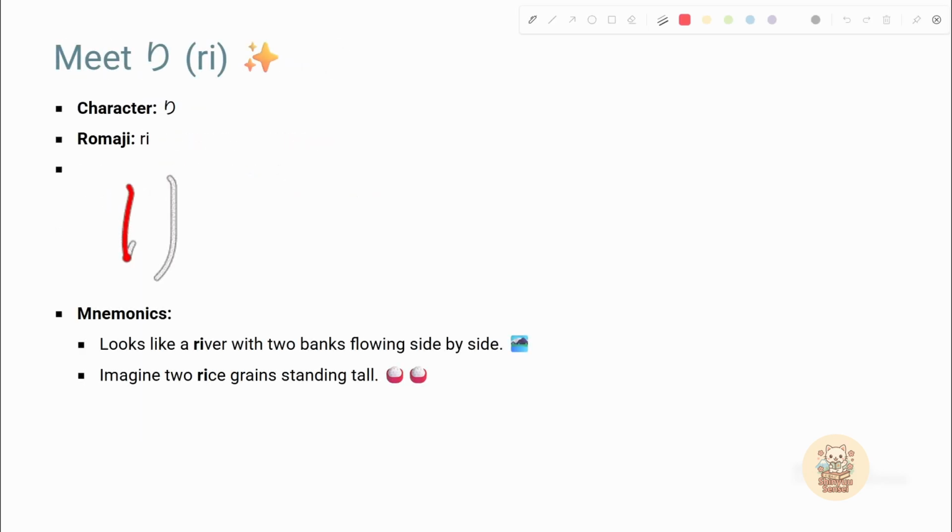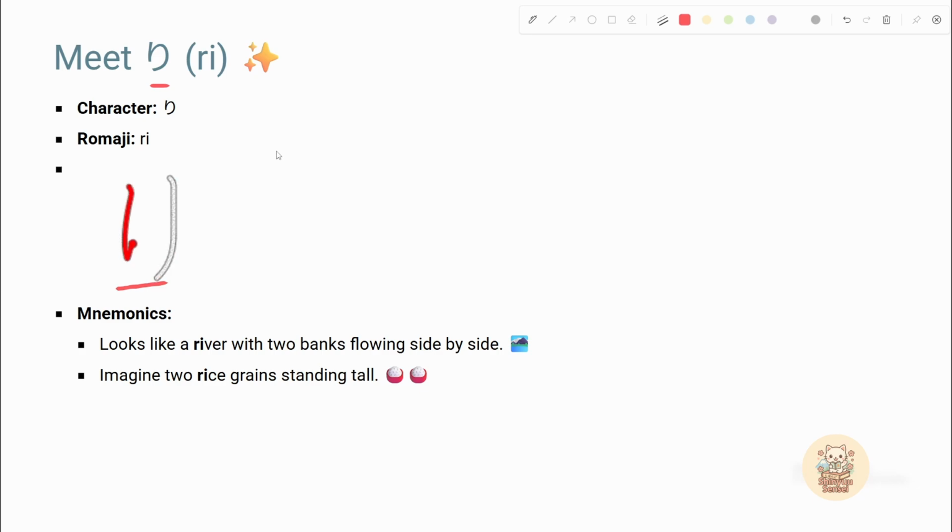Let's meet our second character, Ri. The kakikata, or the writing style of Ri, has 2 ways. This one is correct, this one is also correct. So today we are going to learn both ways to write the Ri character.